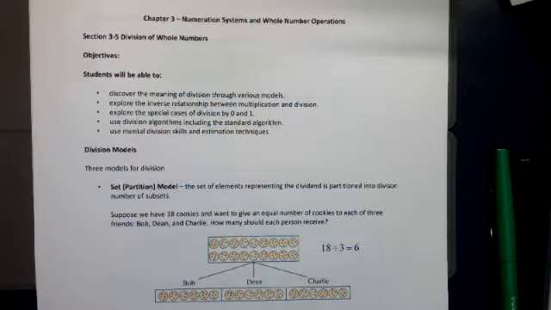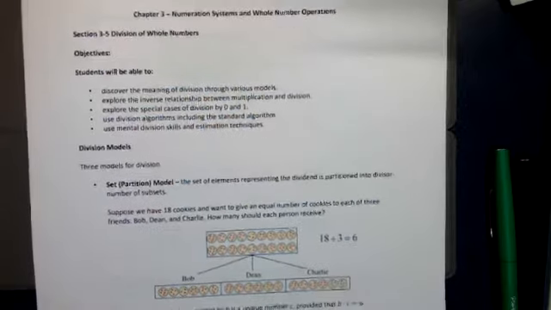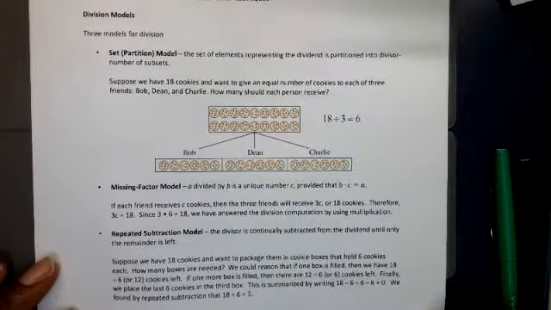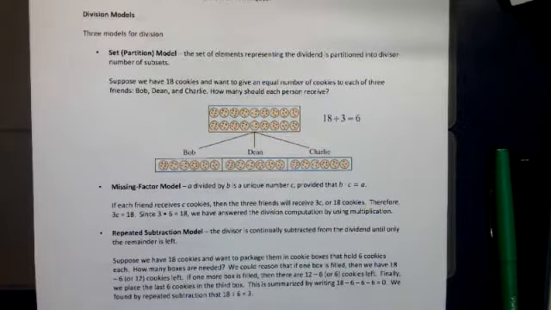All right, so here we're going to talk about models of division, and we have 3 models of division in this section. One of them is the set or the partition model. That's where the set of elements representing the dividend is partitioned into divisor number sets. Let's say we had 18 cookies and want to give an equal number of cookies to each of 3 friends, Bob, Dean, and Charlie.